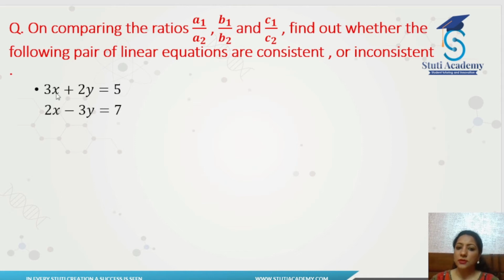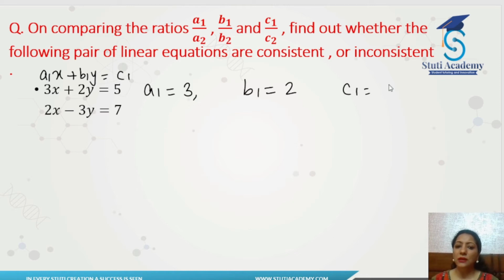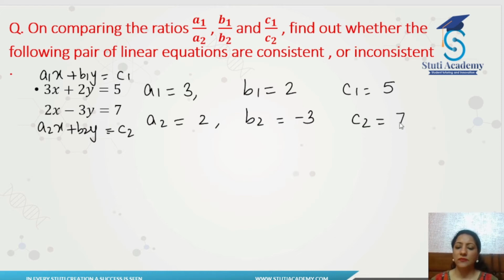Now we are going to take the first equation and we'll compare it with a1x plus b1y equal to c1. So we have a1 as 3, b1 as 2, and then we have c1 as 5. Then we are going to compare this one with a2x plus b2y equal to c2. So we have a2 as 2, b2 as minus 3 and c2 as 7. Now we have got all these values. Now we'll check the ratios.